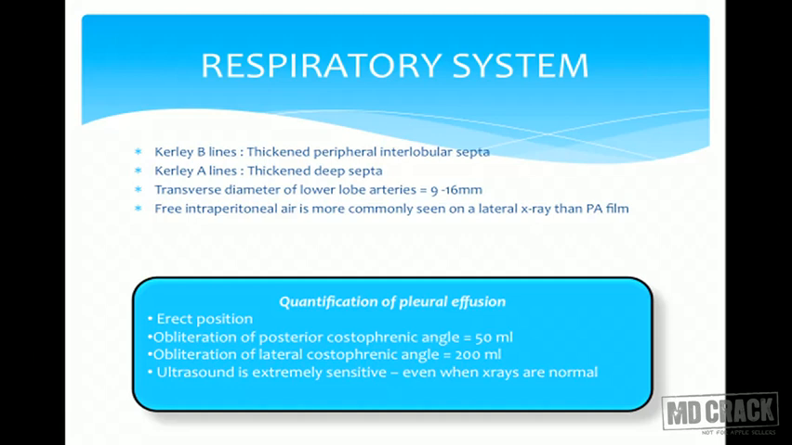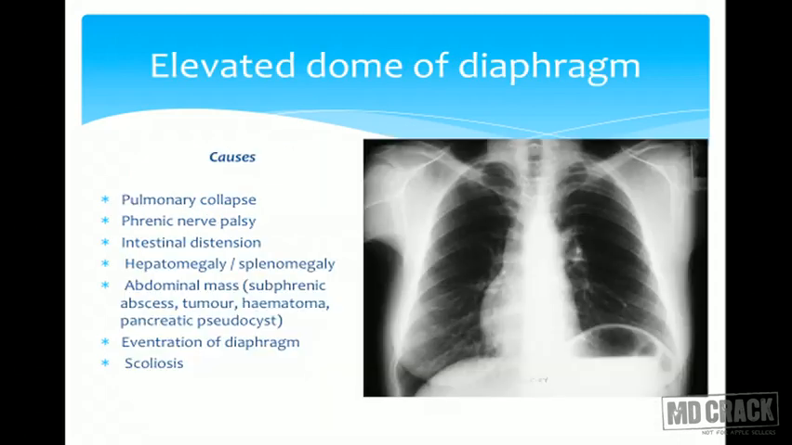And if there's always a doubt, you can do an ultrasound, which is extremely sensitive even when your X-ray chest would be normal. So, quantification of pleural effusion, you must remember, is preferably done in an erect position. Obliteration of the posterior costophrenic angle takes place first. Obliteration of the lateral costophrenic angle takes place later. Even if the chest X-ray is normal, and if you're clinically suspecting pleural effusion, go ahead and do an ultrasound. There's no need to do CT just to identify whether there's pleural effusion or not.